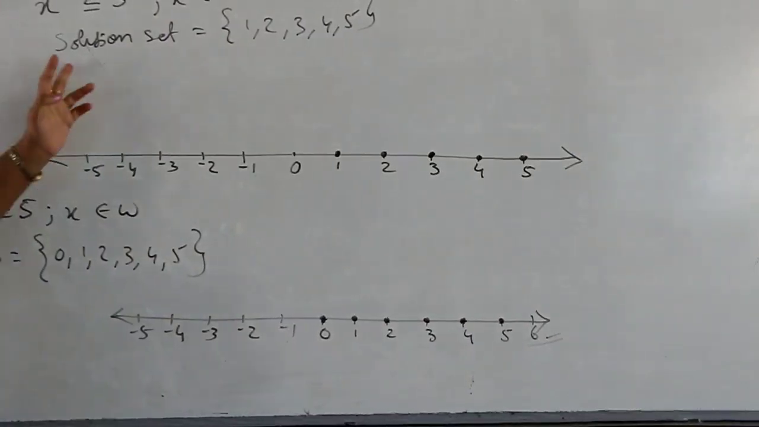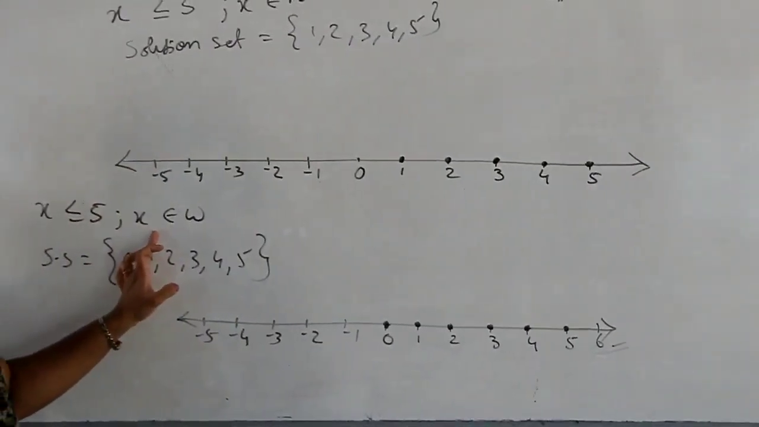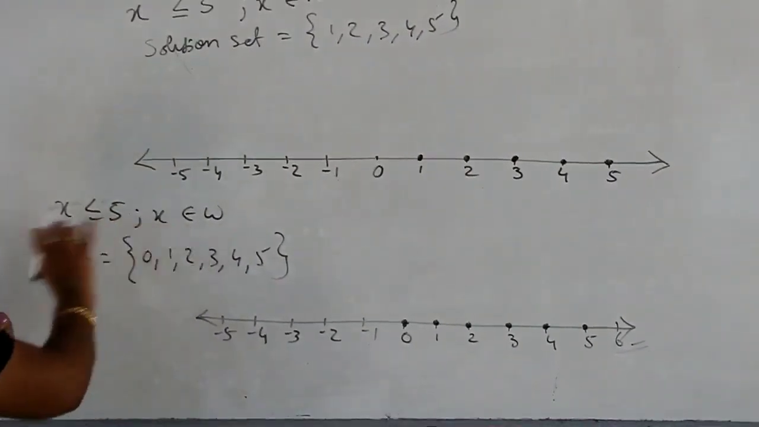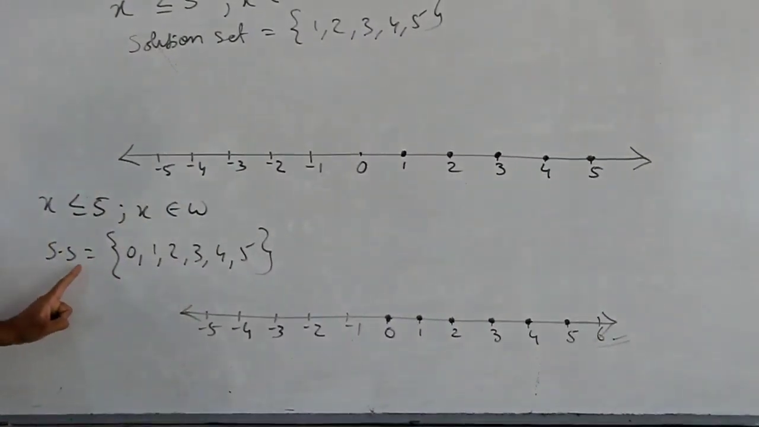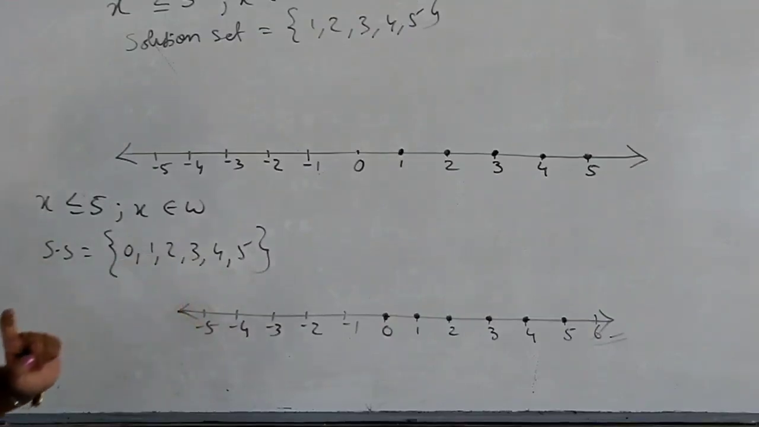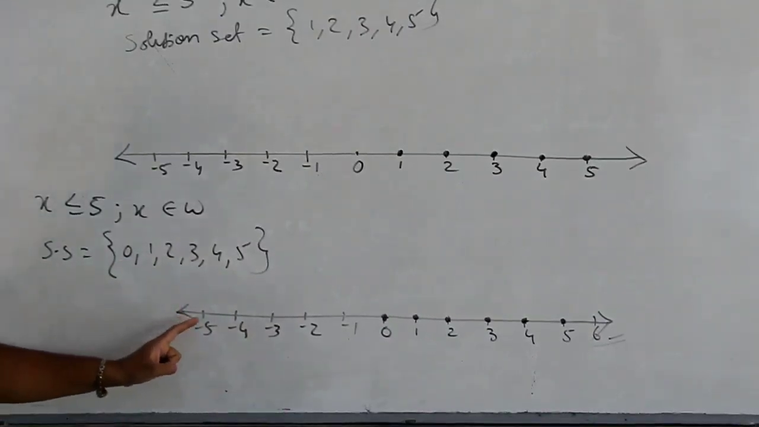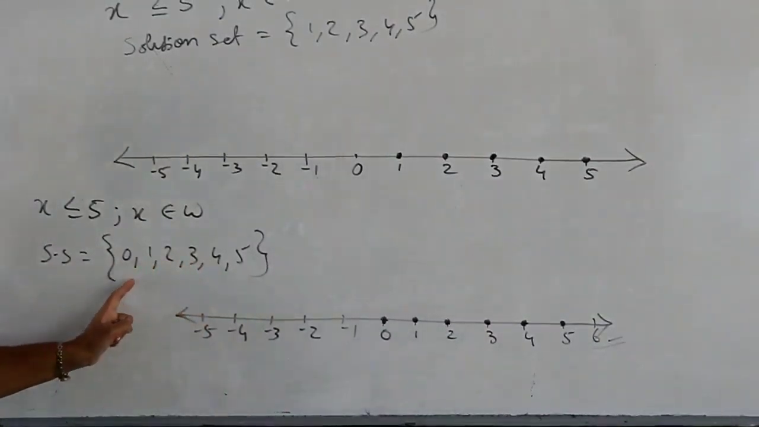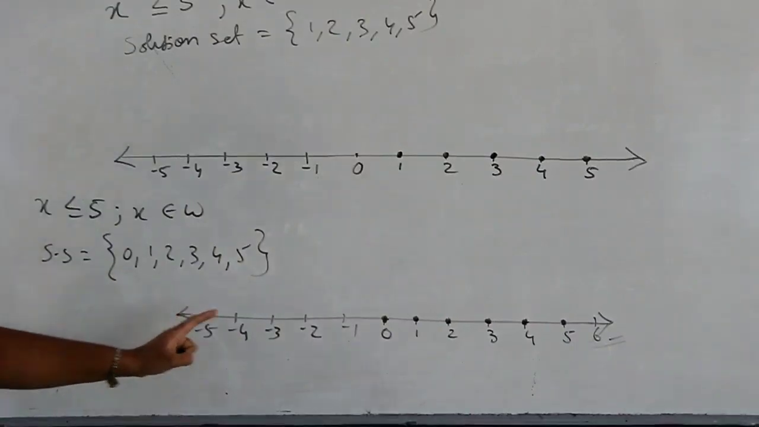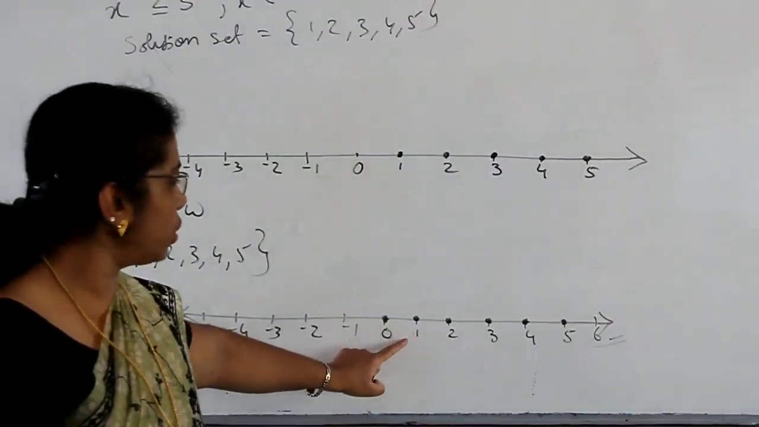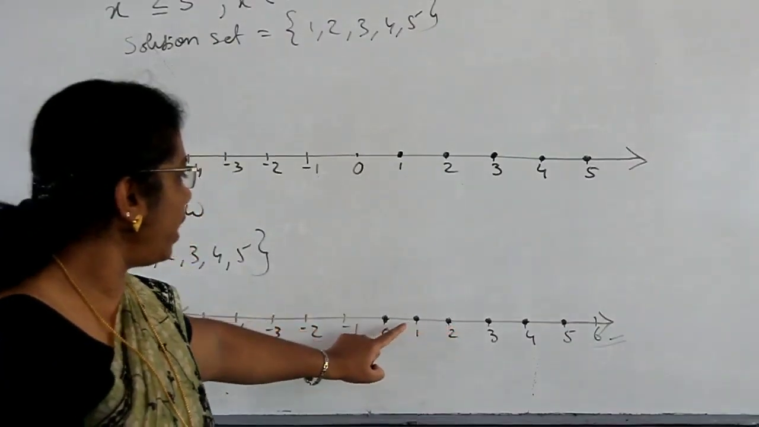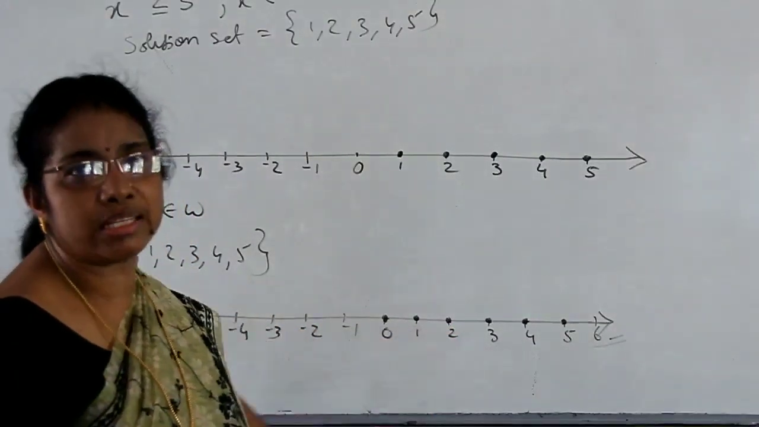Next, in the same inequation case, the replacement set is x belongs to W. In x belongs to W, x less than or equal to 5, the solution set is 0, 1, 2, 3, 4, 5. So, represent the solution set on a number line. Here we can represent it this way. That means 0, 1, 2, 3 on the number line we can make a darkened circle.